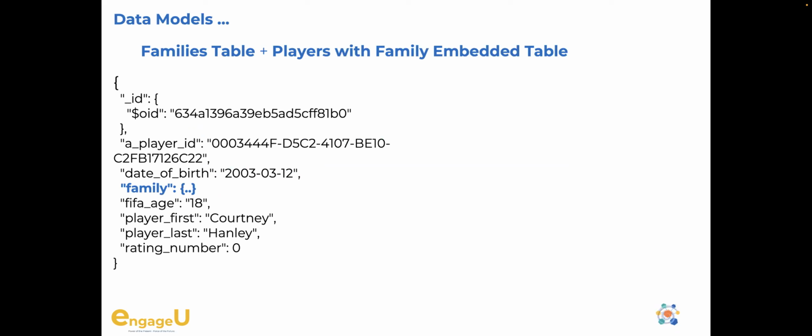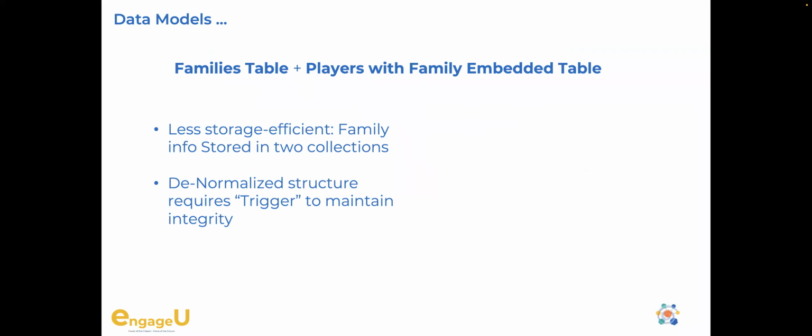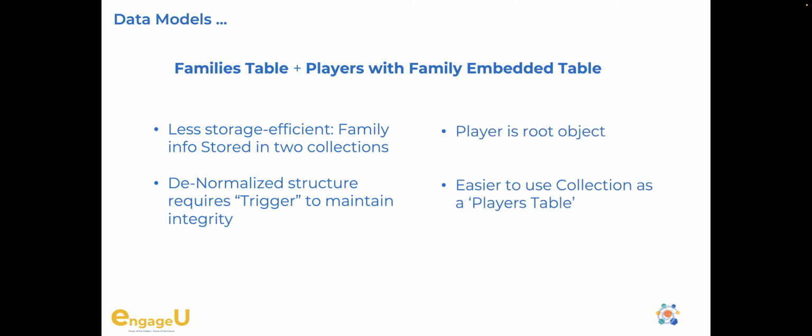And this is the second approach, to have a family data table and then have player records with some family data embedded in it. So I'd have a player record, and then there would be a family sub-object, not an array, just an ordinary JSON sub-object. And there'd be one record there. So it's less storage efficient because we have family info stored in 2 collections. And it's the denormalized structure, which requires a trigger to maintain data integrity. But the player is the root object, so it's easier to use that collection as like a players table.